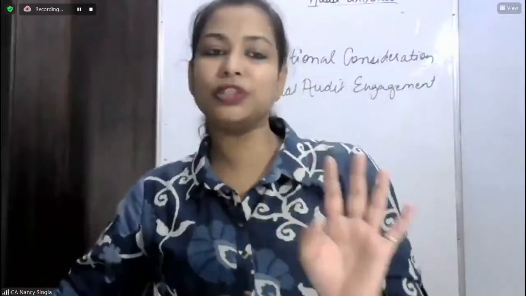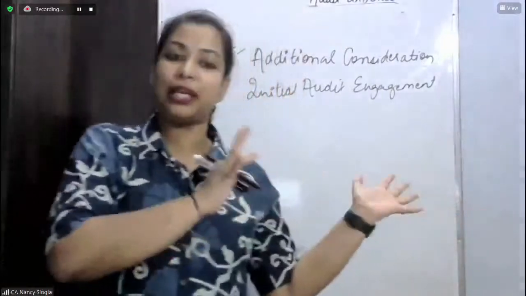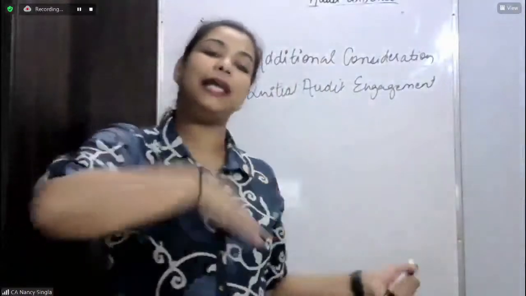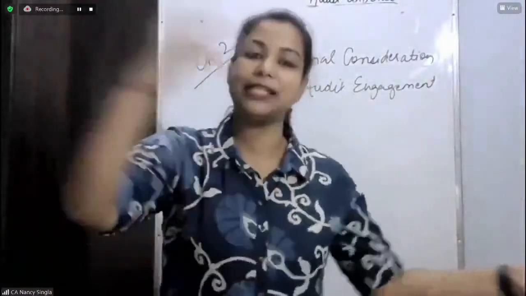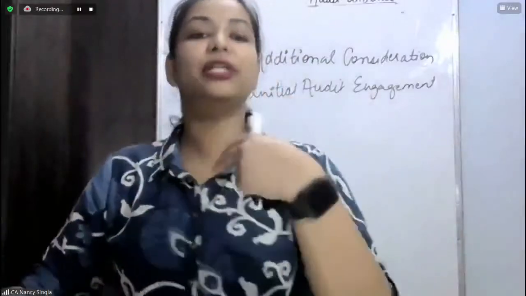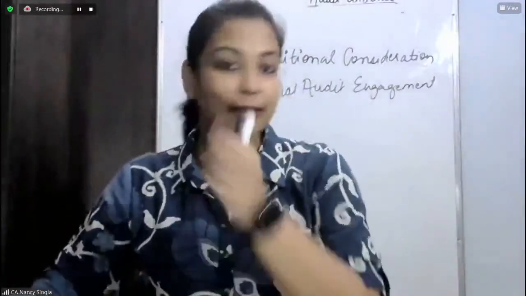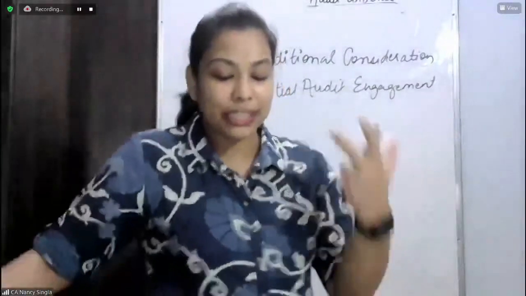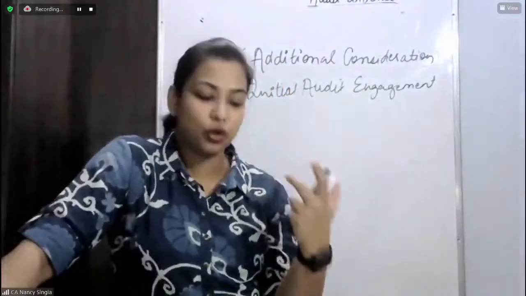Okay? That is easy to understand: when last year's audit got finished, we started planning then, and there only we decide that next year we'll be checking the related party transactions or the traveling bills in detail. Okay? Now the next topic is additional consideration in case of initial audit engagement.